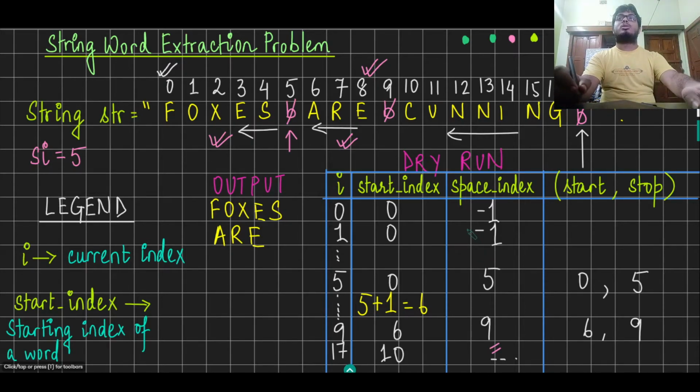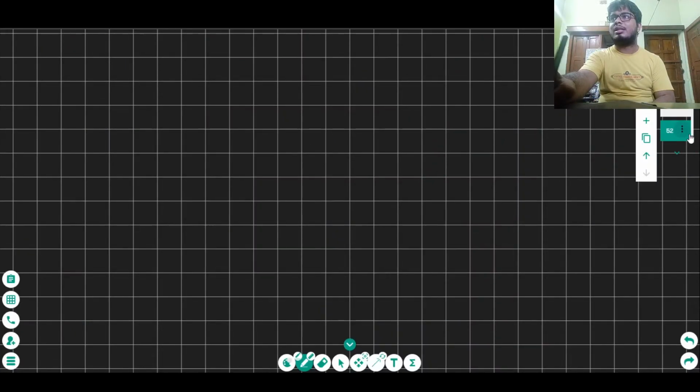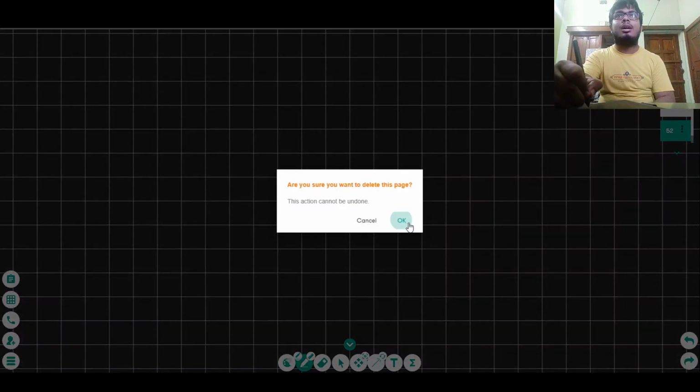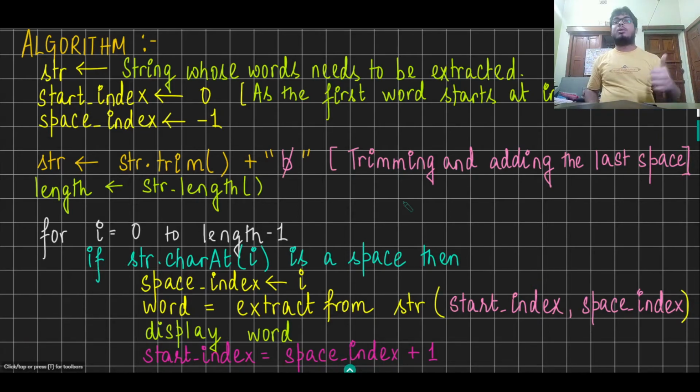Okay. So in our algorithm, we have a few variables that we need to take heed of. All right. Okay. So the algorithm consists of a few variables. Now, str represents the string from which we extract our word. Start index represents the index from where the first word begins, or for that matter, for any word begins.